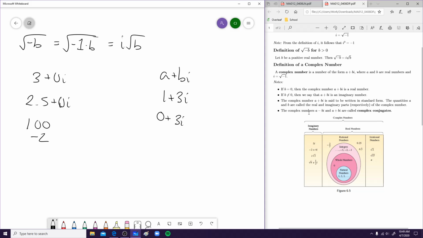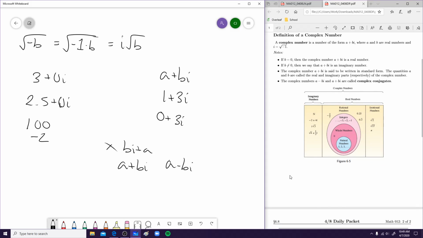Always keep in mind when you do complex numbers, and you'll see why sometime later, it has to be in standard form. It cannot be bi plus a, right? This is not right. It always has to be in the form a plus bi, and then the conjugate is always a minus bi, right? It's not like the radicals where it doesn't matter which order it's in. For complex numbers, it does matter.